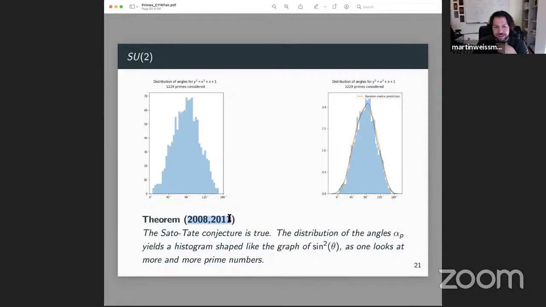Many other people did, and around 2008 and 2011, this was finally proved: if you look at enough primes, then the shape of this graph resembles closer and closer the shape of the sine squared of theta graph. So very subtle statistical properties of primes. You take primes, you count these dots, you get these numbers, you make some angles, you make this histogram, and you see these kind of perfect shapes pop out. So this is sort of what I call high level research math, modern mathematics about prime numbers, these kind of things.